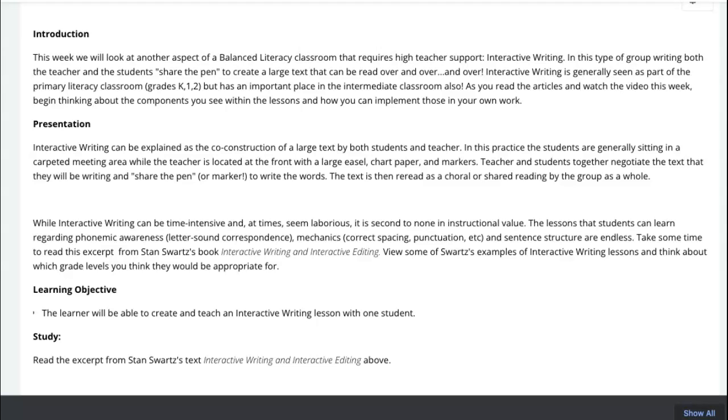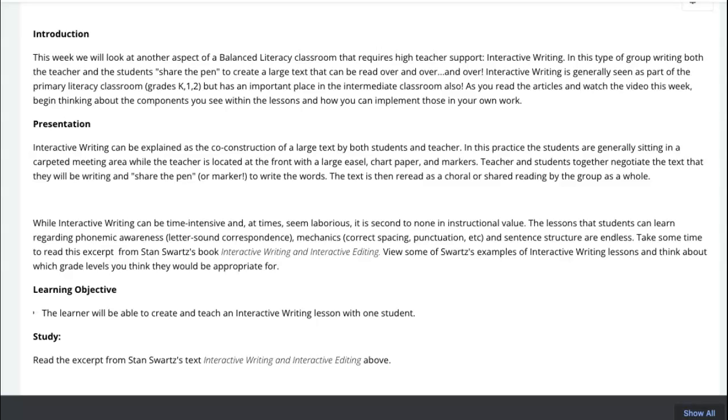This week, we're going to take a look at another aspect of a balanced literacy framework that requires high teacher support: interactive writing. In this type of group writing, both the teacher and the students share the pen to create a large text that can be read over and over and over again. Interactive writing is generally seen as part of the primary literacy classroom, grades kindergarten, first, and early second. But it also has an important place in the intermediate classroom.